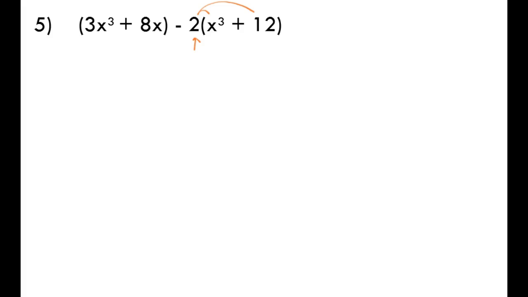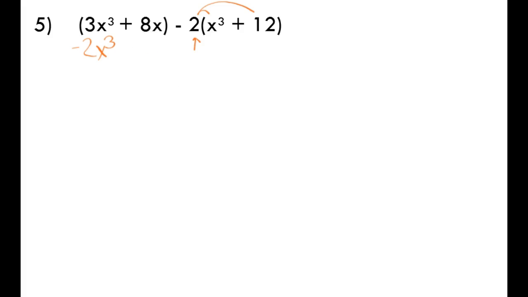And again, I'm going to rewrite it underneath. If something funny happens, we have -2x to the third. That definitely goes there. And then when I distribute this -2 to the 12, I get -24. You do not want to put it right here, because they are not like terms.